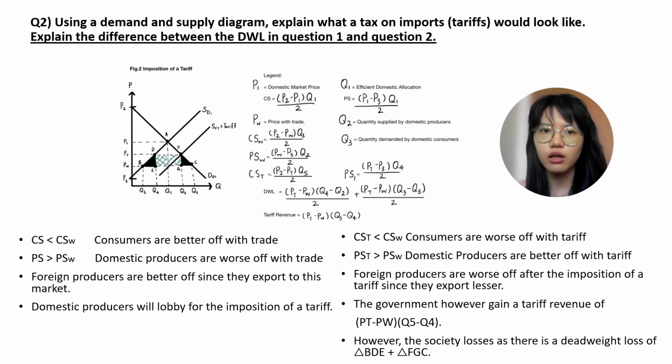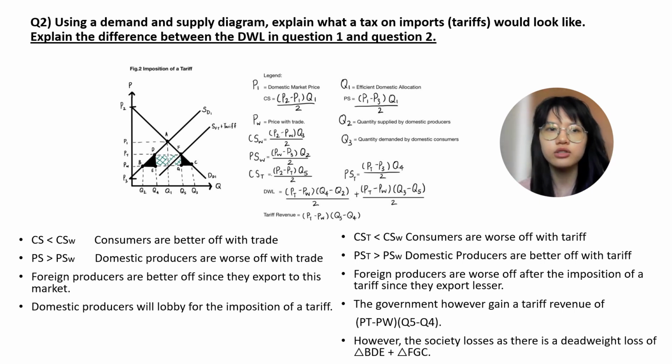However, deadweight loss is calculated as (PT minus PW) times (Q4 minus Q2) divided by 2 plus (PT minus PW) times (Q3 minus Q5) divided by 2. This deadweight loss represents the inefficiency introduced by the tariff as it disrupts the balance between supply and demand. Foreign producers who export to the market are negatively impacted by the tariff as they export less. On the other hand, the government gains tariff revenue, which equals (PT minus PW) times (Q5 minus Q4).